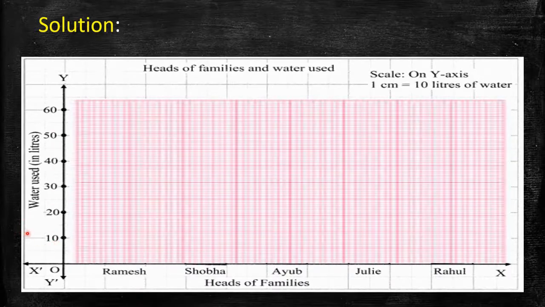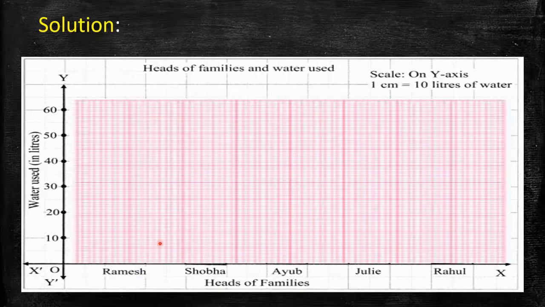So like this we have written here on the y-axis water used in liters, that is 10, 20, 30 and so on. On the right hand side we have written the scale on the y-axis: 1 centimeter is equal to 10 liters of water. Now using the data we will draw bar graphs.